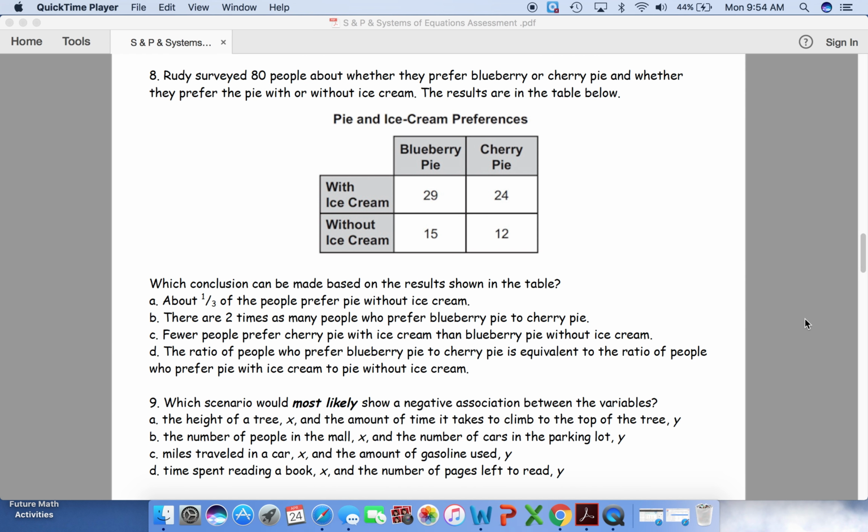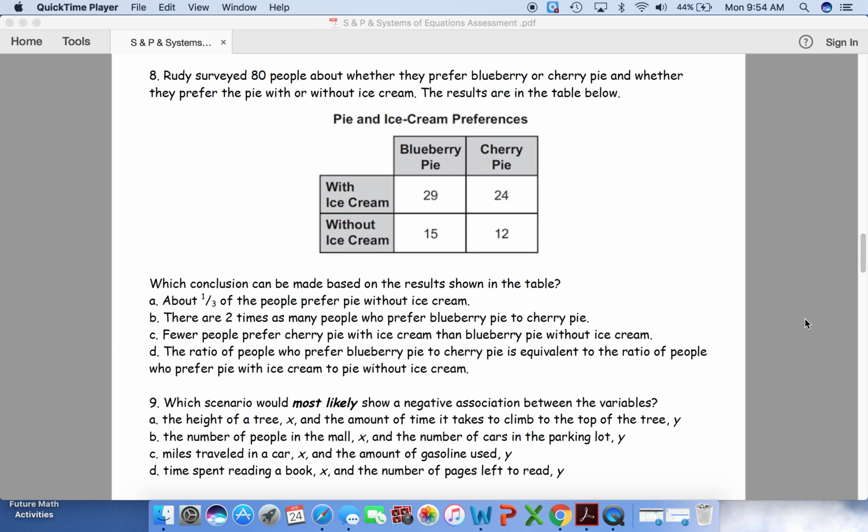Number 8. Rudy surveyed 80 people about whether they prefer blueberry or cherry pie and whether they prefer the pie with or without ice cream. The results are in the table shown below. Which conclusion can be made based on the results shown in the table?